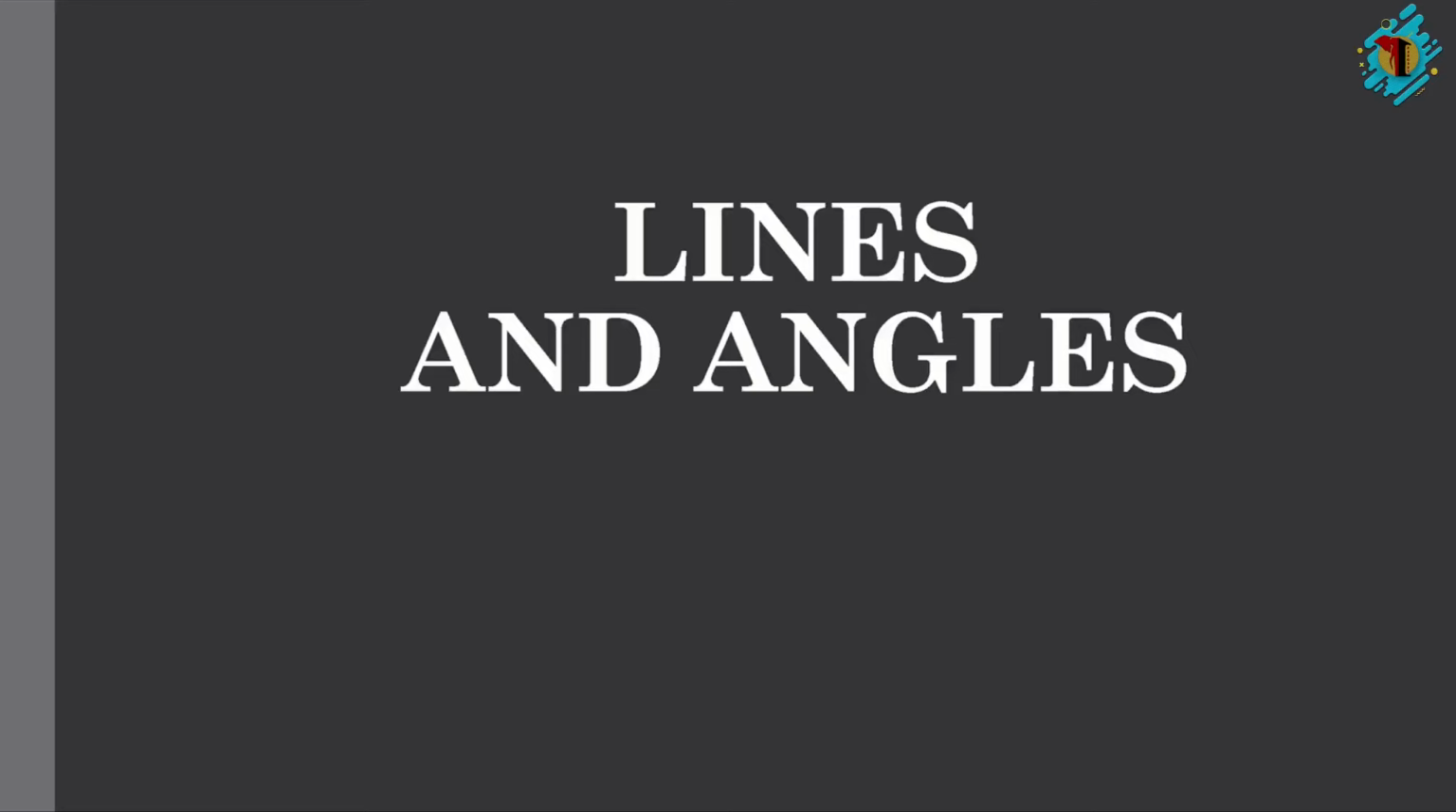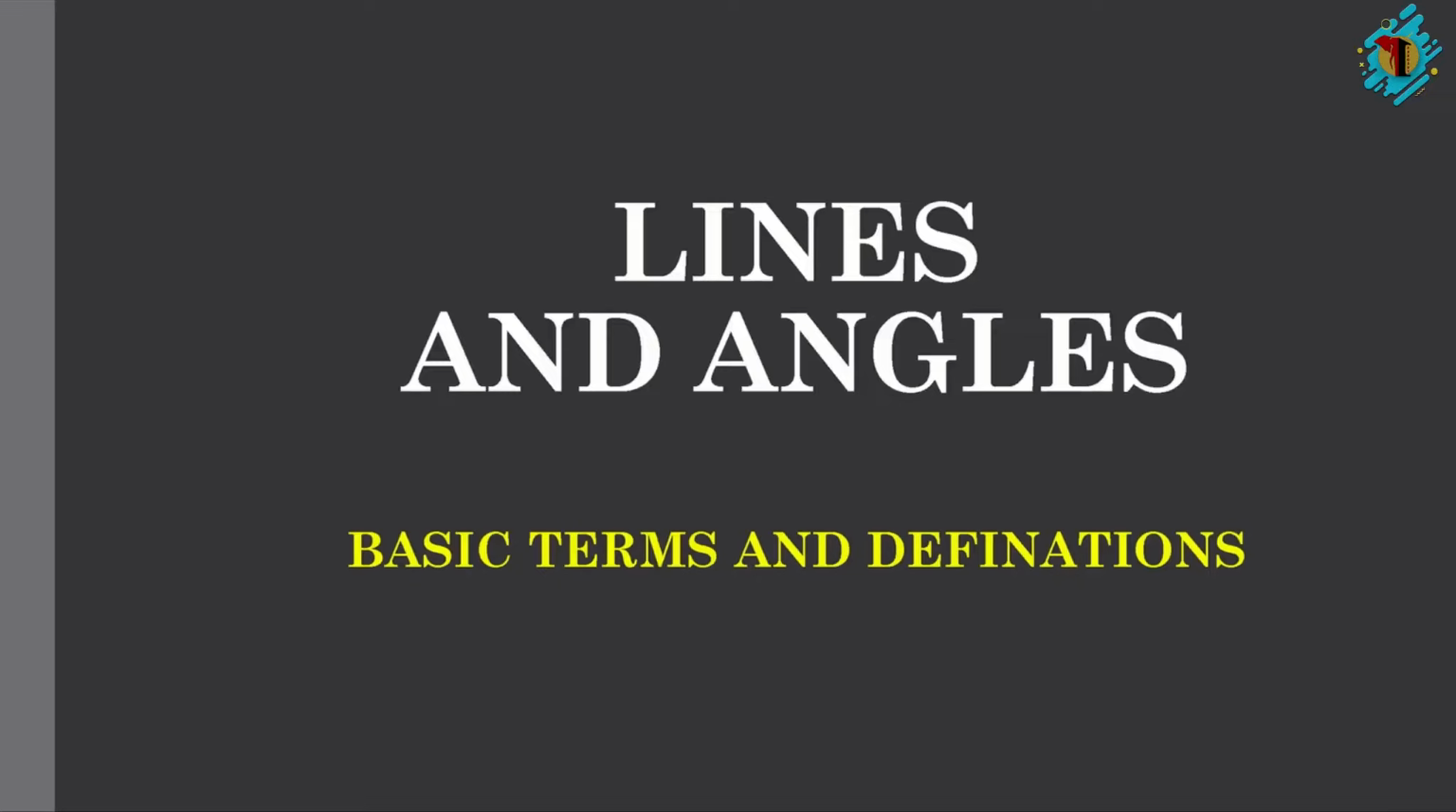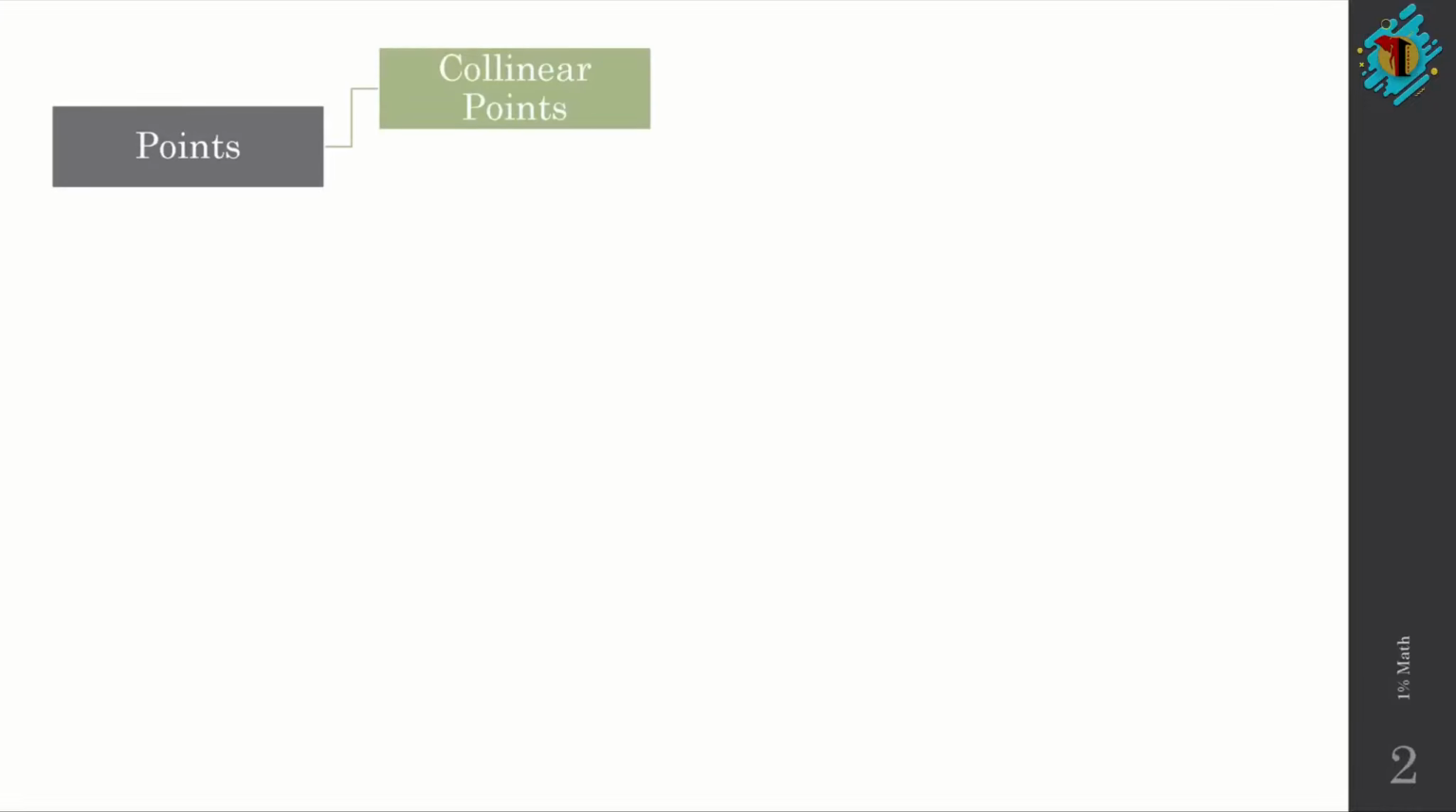Today we are going to learn a simple topic, that is lines and angles. It is a 9th standard chapter. In this we are going to learn specifically about some of the basic terms and definitions. Let us see. The first concept is points. In this we are going to learn two more concepts, that is collinear points and non-collinear points.